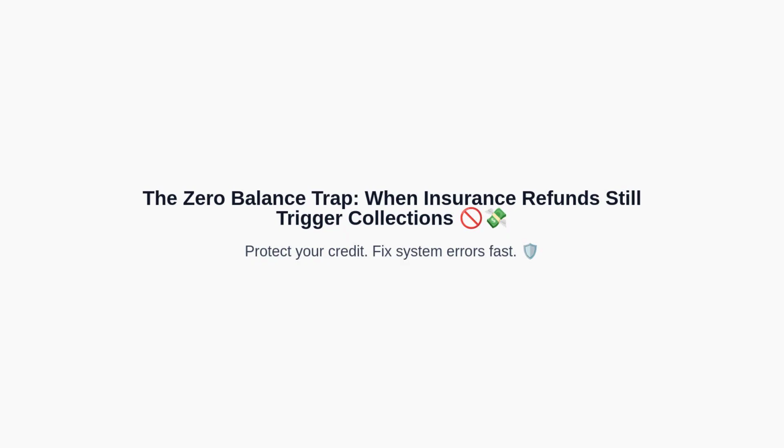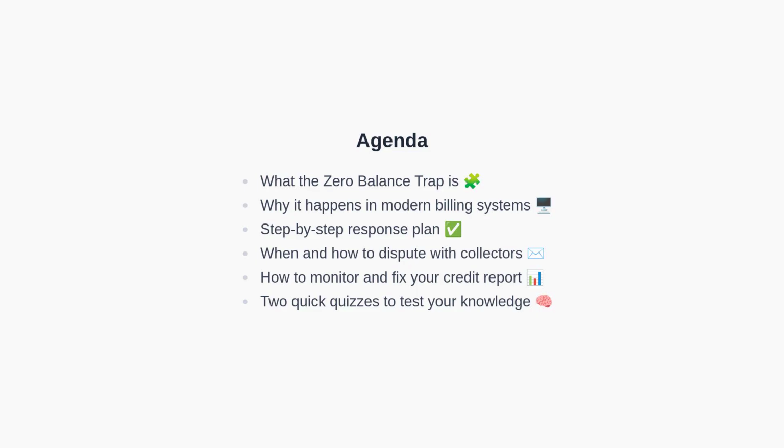Let's begin. Here's our roadmap. First, we define the zero balance trap and explain how automated billing systems cause it. Next, we walk through an immediate response plan. Then, we cover how to dispute with collectors if the original creditor does not recall the debt. After that, we discuss credit monitoring and disputes with the credit bureaus. Finally, we'll test your understanding with 2 short quizzes and finish with key takeaways.